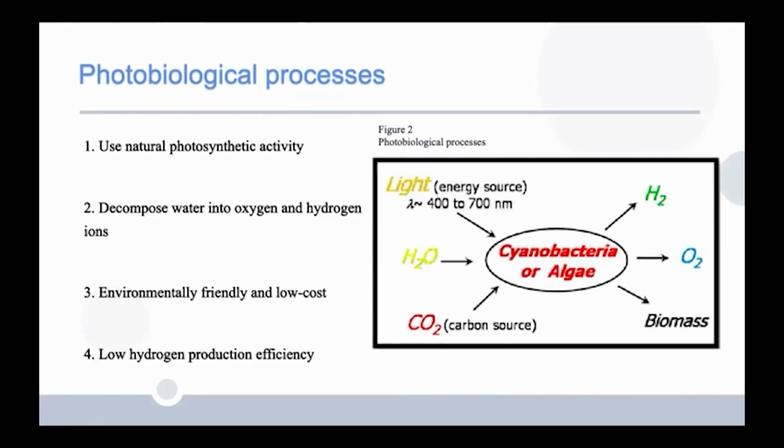Photobiological hydrogen production process belongs to both solar-driven processes and biological processes because it uses both microorganisms and sunlight. Photobiological processes use the natural photosynthetic activity to produce hydrogen. Some bacteria and green algae carry out photosynthesis. They can decompose water into oxygen and hydrogen ions by using sunlight. These separated hydrogen ions can be directly or indirectly made into hydrogen.